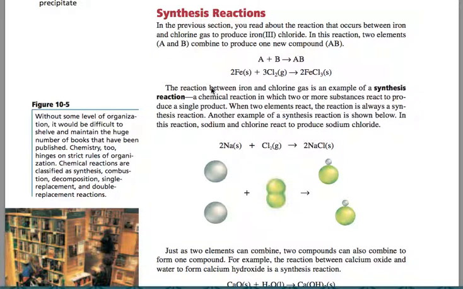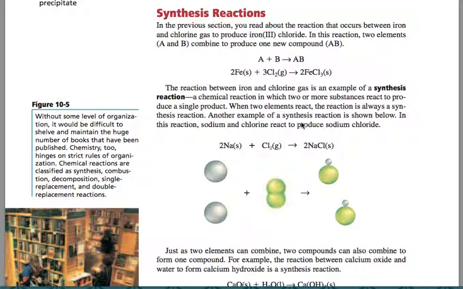Okay, the reaction between iron and chlorine gas is an example of a synthesis reaction, a chemical reaction in which 2 or more substances react to produce a single product. 2 or more substances react to produce one single product. When 2 elements react, the reaction is always a synthesis reaction.